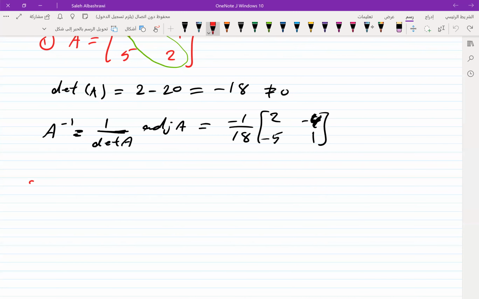Number 2. Say that A is given by the matrix 2, 0, 1, minus 2, 3, 4, and minus 5, 5, and 6. And we need to find the inverse for this matrix.